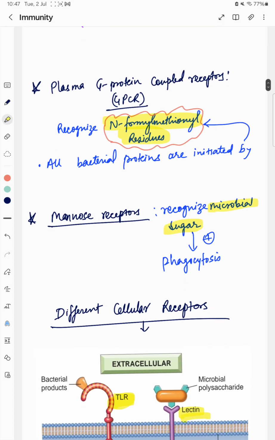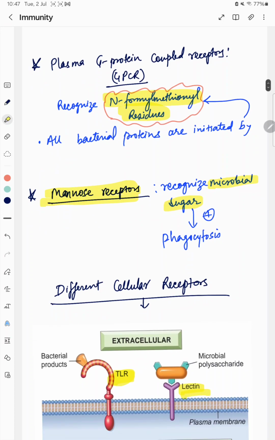The next receptor is the plasma membrane G protein coupled receptor. They recognize N-formyl methionine residues, which are basically part of all bacterial proteins. Next are mannose receptors. They recognize microbial sugars and stimulate phagocytosis.